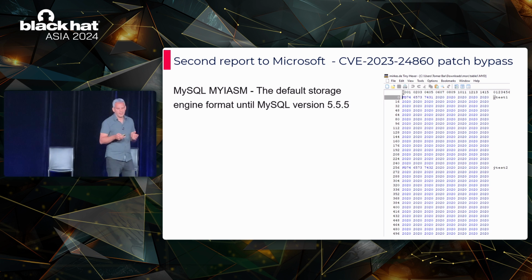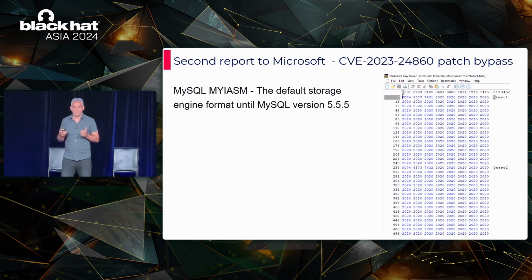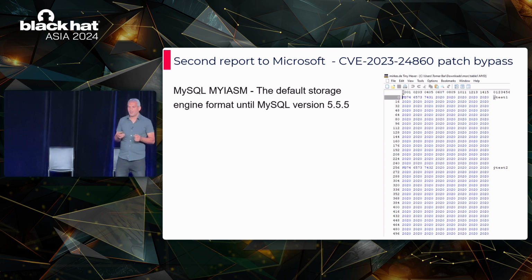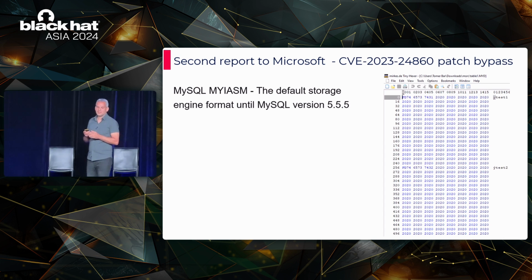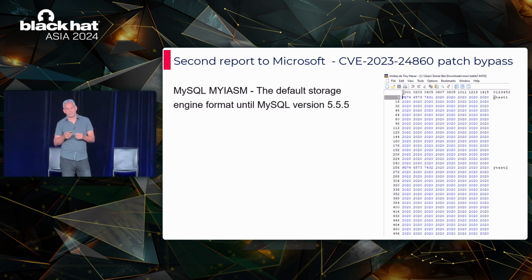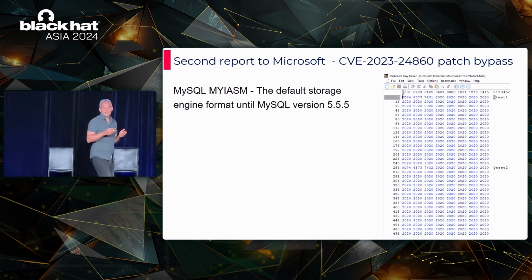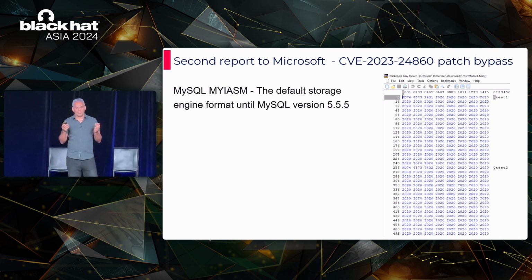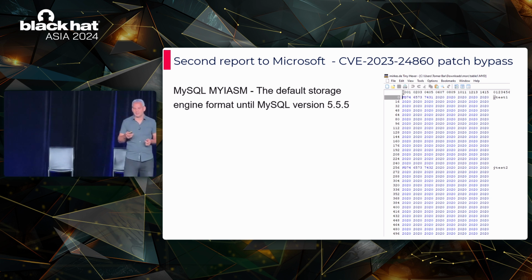But InnoDB was not the default storage engine all the time. MyISAM was the default storage engine until MySQL version 5.5.5. MyISAM database file size is not dynamic, and when inserting new data, it will be appended to the end of the file, and this might be vulnerable. So we gave it a shot and tried to insert our signature to MySQL using MyISAM storage.